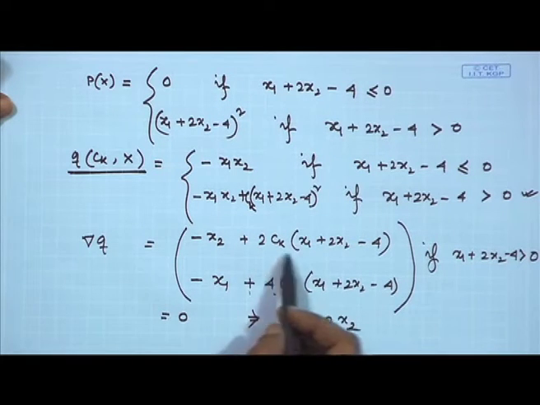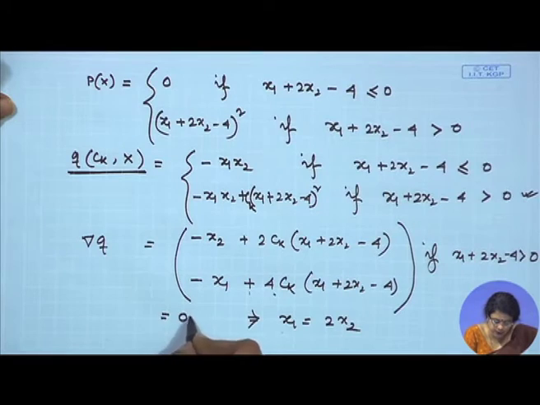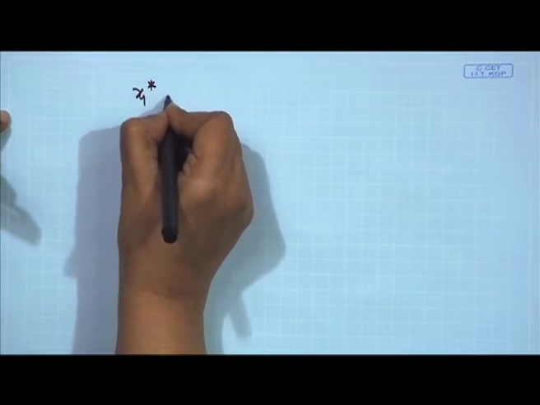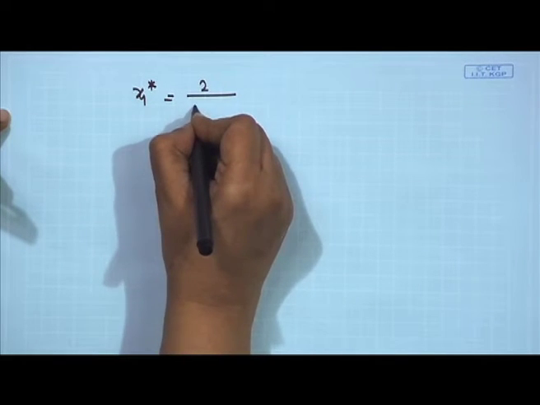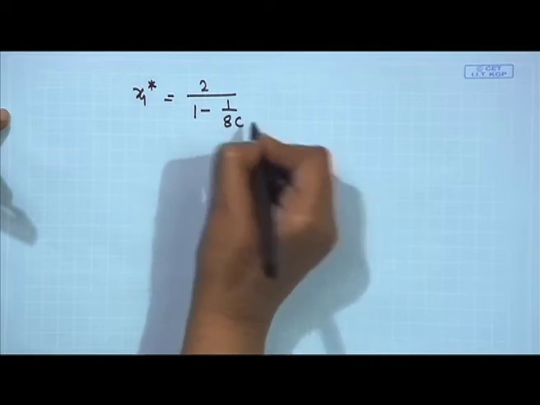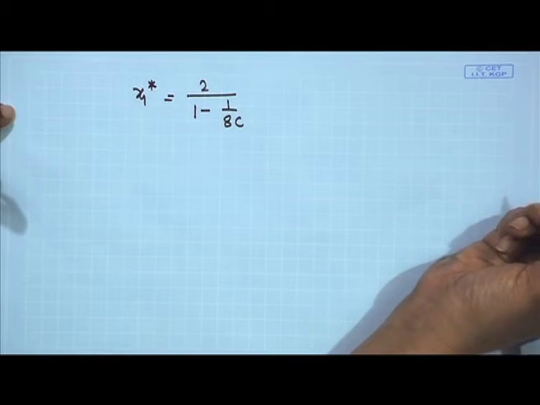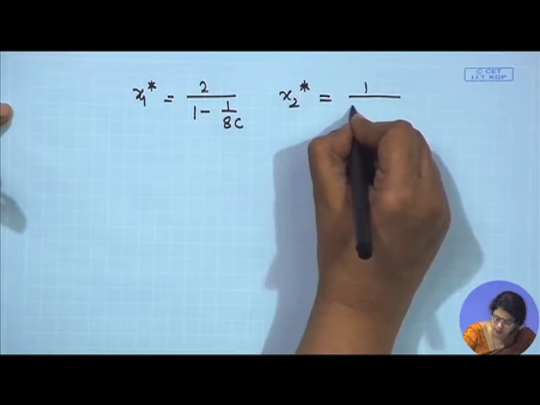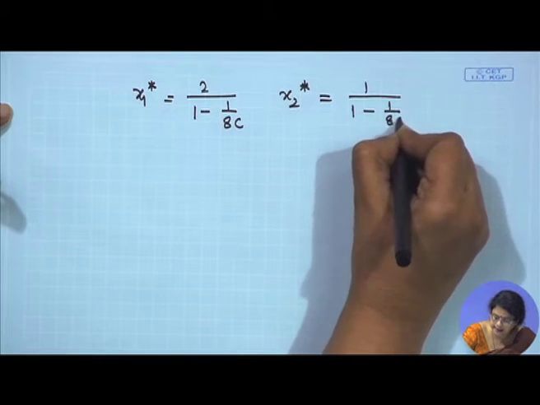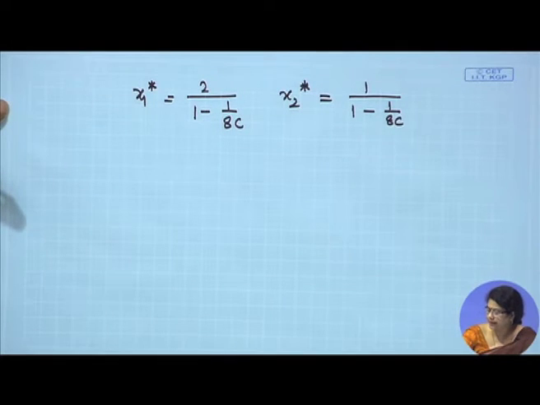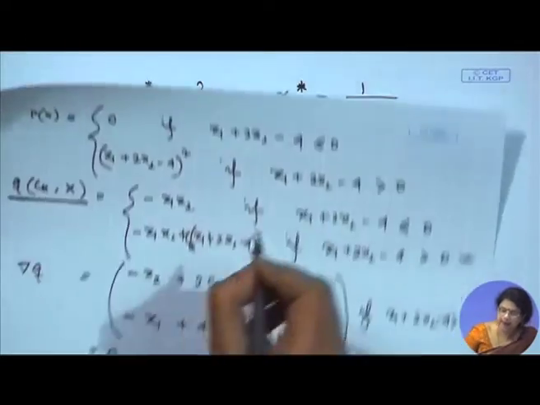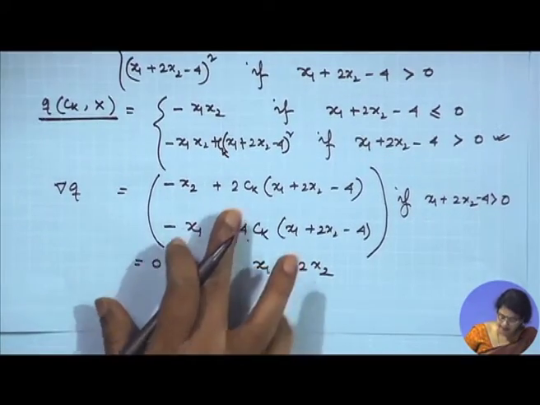Now, from here, if we solve, with the gradient equal to the 0 vector, then from these two equations we get x1 star is equal to 2 divided by 1 minus 8c, whereas x2 star is equal to 1 by 1 minus 1 by 8c. We are getting this from these two equations. Here C is equal to Ck.